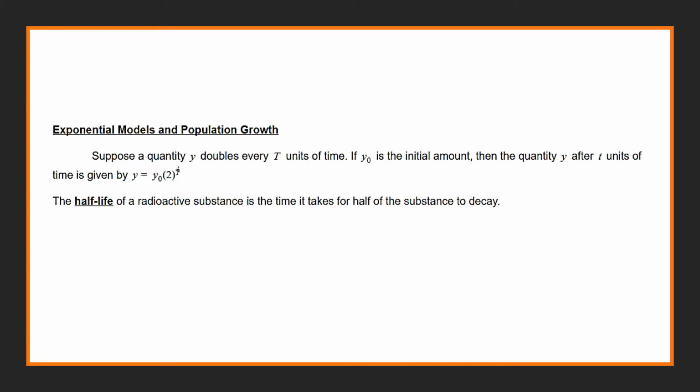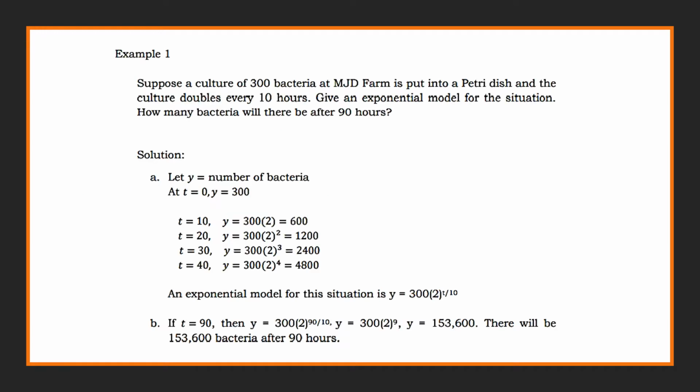The half-life of a radioactive substance is the time taken for half of the substance to decay. So let's take a look at an example. Suppose a culture of 300 bacteria at MJD farm is put into a petri dish and the culture doubles every 10 hours. Give an exponential model for the situation. How many bacteria will there be after 90 hours?